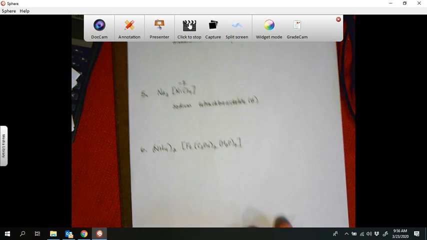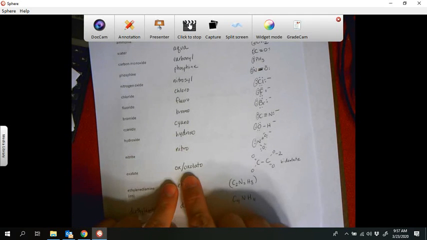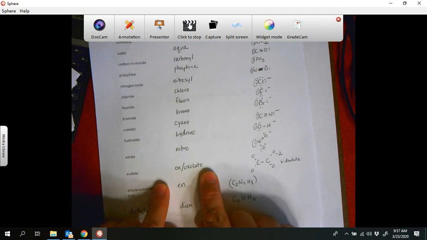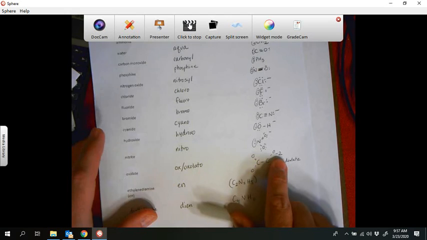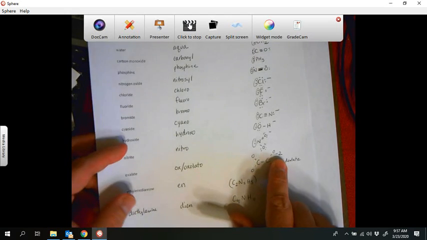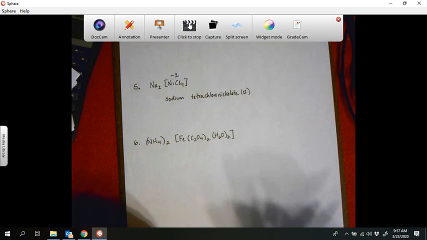And finally, our last one. I have to apologize if you do not have this on your ligand chart. C2O4, oxalato or oxalate, should have a -2 charge. I think I forgot to put that on there, so I went ahead and wrote it in. So make sure that you make that addition onto your ligand chart.